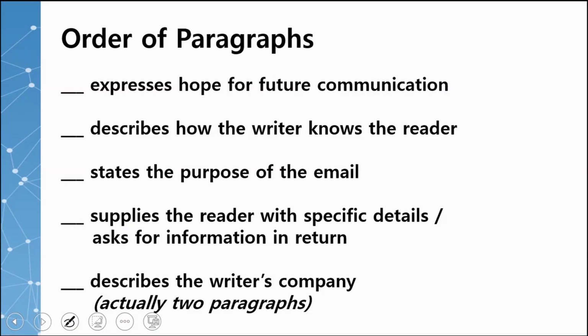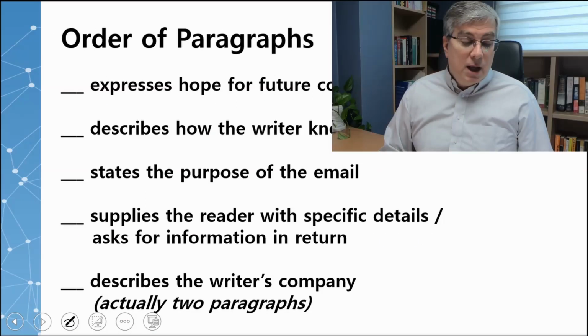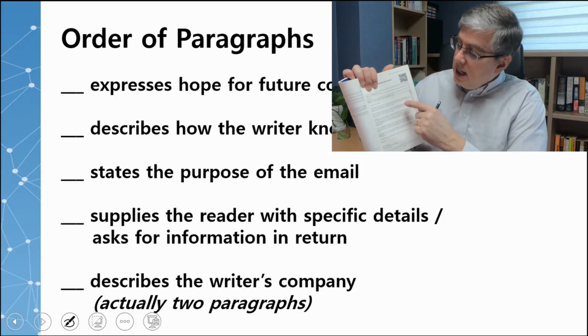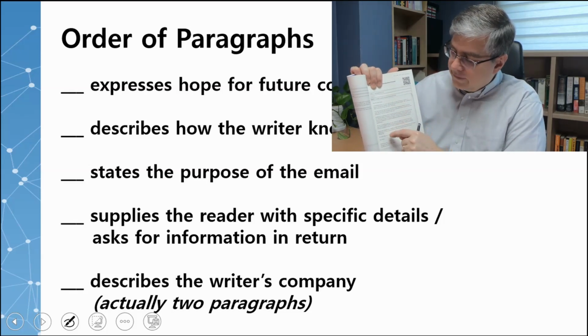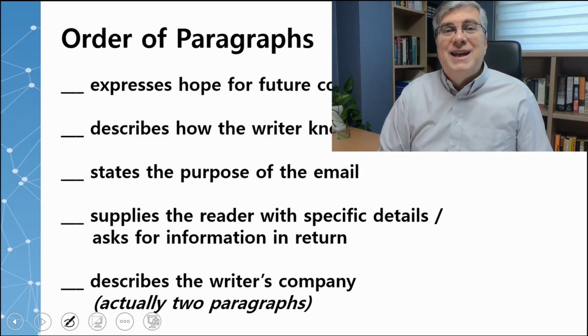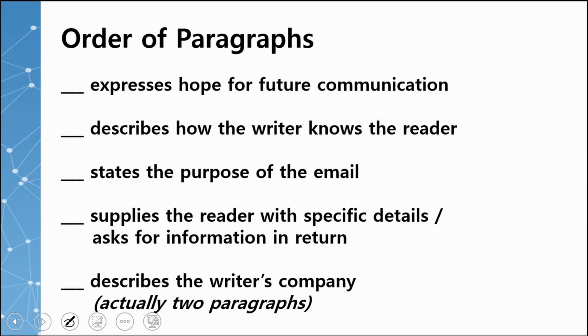Okay, so now let's take a look at the order of paragraphs for this email. Of course, if you look at page 67, you can see that there are 6 paragraphs. 1, 2, 3, 4, 5, 6. So let's put these paragraphs in order. What was the first paragraph? What did the first paragraph do? At the beginning starts with at Han Farm Korea. What did it do? Did it express hope for future communication?